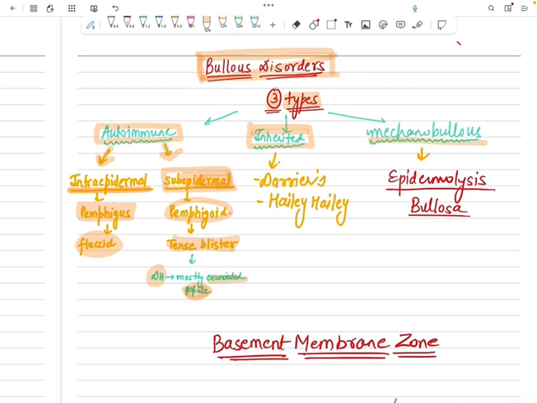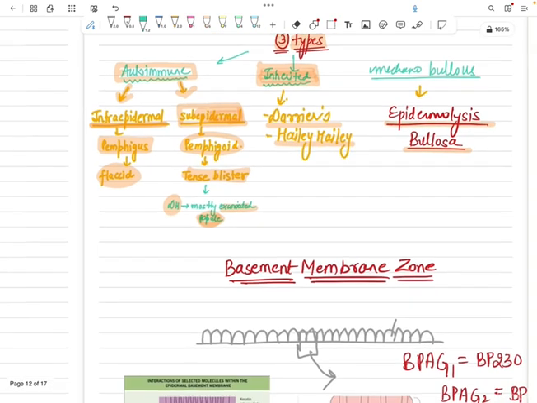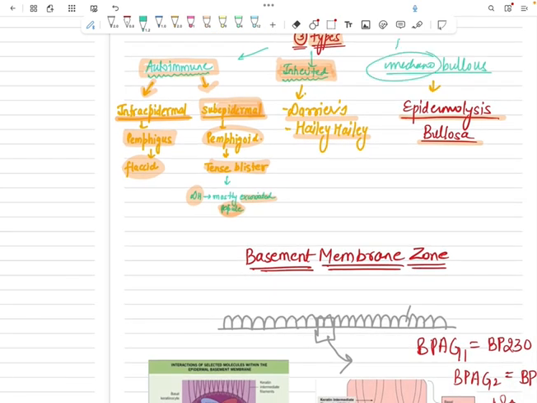Now we have inherited ones. Inherited bullous disorders are two, Darier's and Hailey-Hailey disease. And last one is mechanobullous. We do expect one question from this, which is a very important topic, epidermolysis bullosa. It is not an autoimmune condition, it is a mechanobullous condition. And here we do not have antibody. Instead, what do we have? We have a gene defect, right? It is a genetic condition. So it is mechanobullous, right? Mechanical trauma will cause bulla.